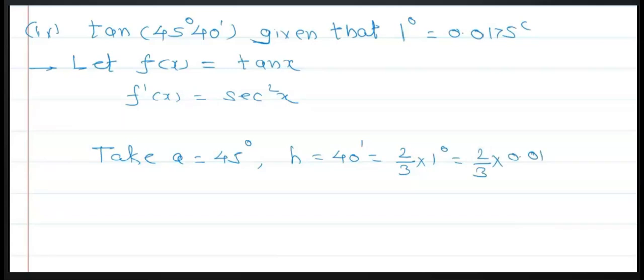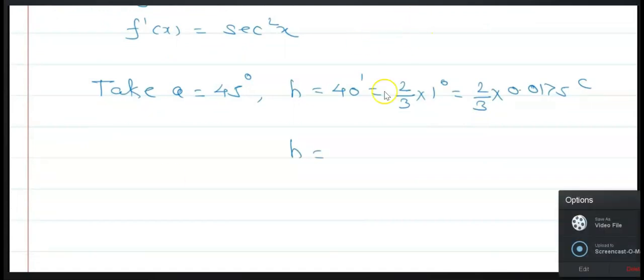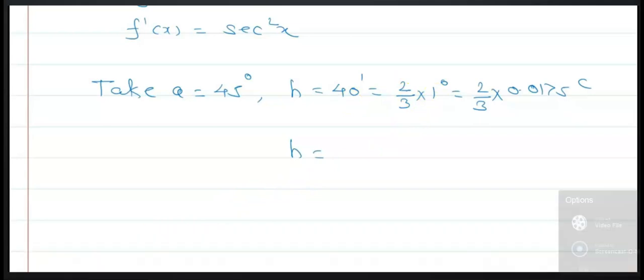It is converted like this, 2 upon 3 into 0.0175. How does it come? This is 40 minutes. Now convert by dividing by 60, 40 upon 60. To convert this in degree, you will get 2 upon 3 into 1 degree, and its value is 0.01167.